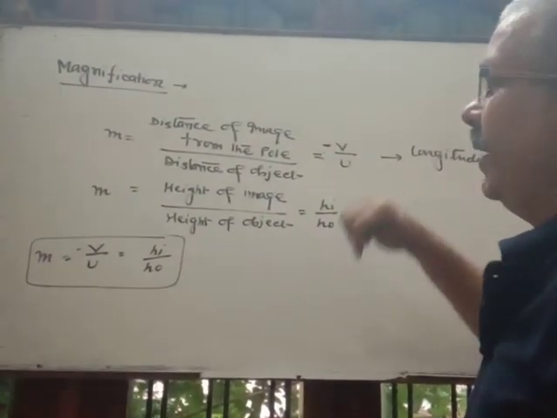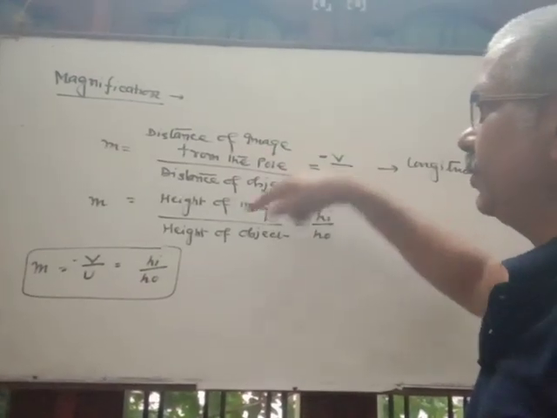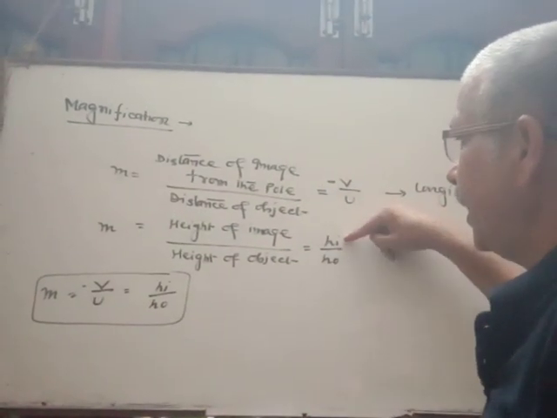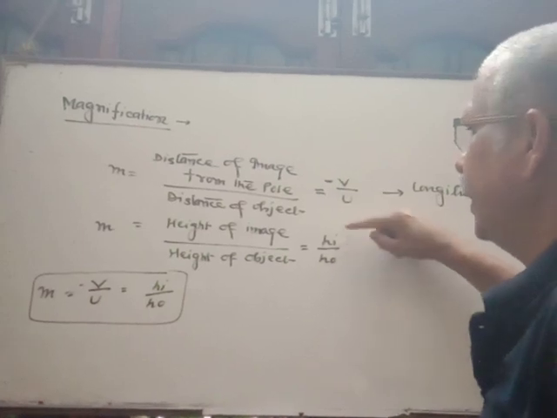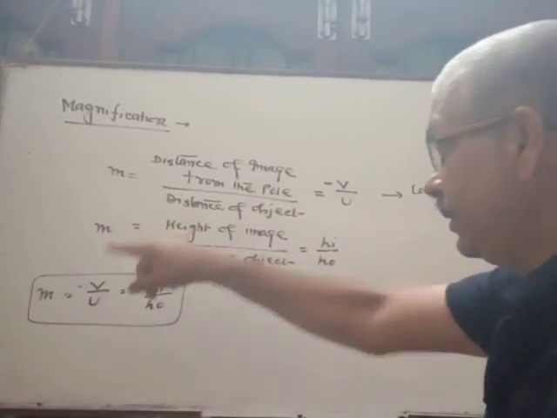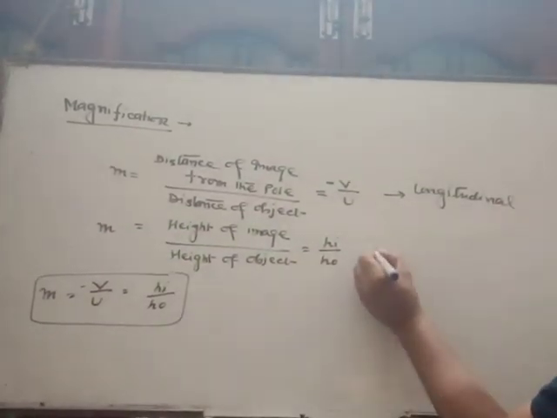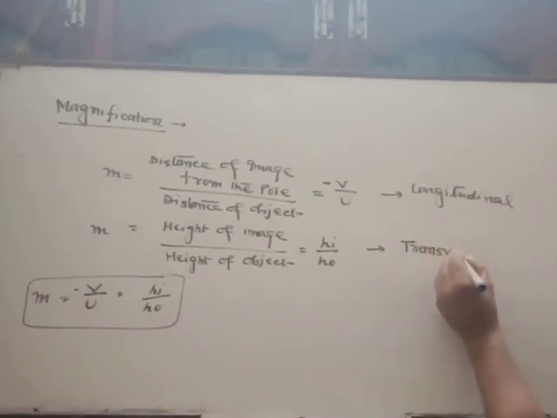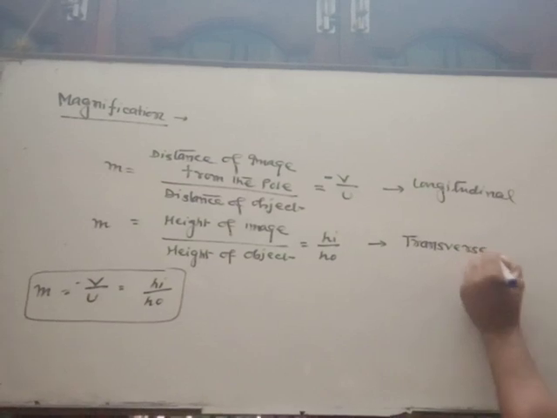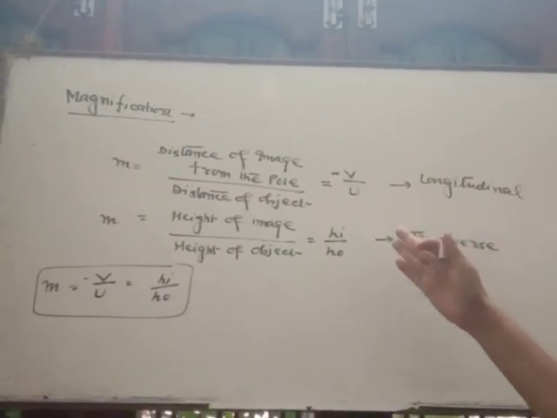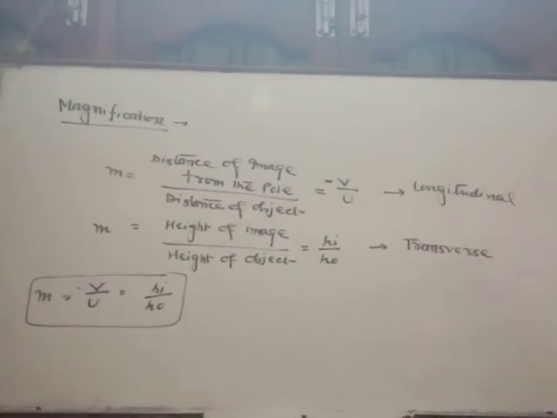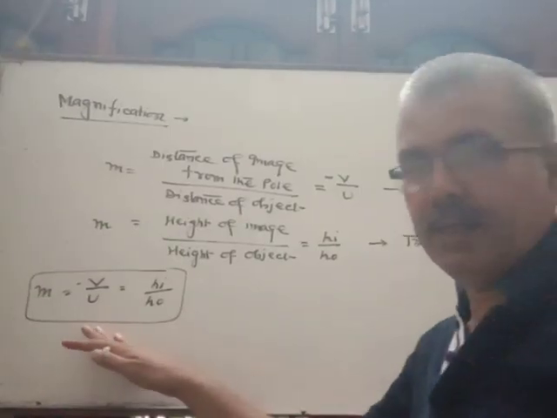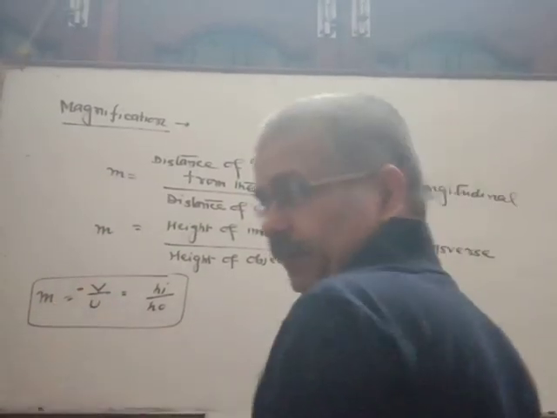It may also be defined as the ratio of height of image to the height of object, or HI by HO. I stands for image, O stands for object. It is also magnification and it is called transverse magnification. Transverse magnification means magnification in terms of height of image and object, and both are equal. Let's see how we can prove it.